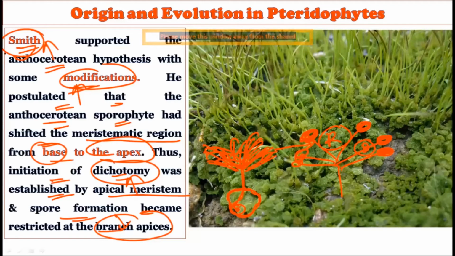What he is saying, according to Smith, is about the apical meristematic region, because you must have cleared about this. Meristematic regions are those regions where there is a rapid multiplication of the cells, and due to this rapid multiplication there is growth and development of the gametophyte or the sporophyte. Wherever there is a meristematic region, it is responsible for the growth. So according to Smith, this meristematic region was transferred from the base to the apex, which literally gave rise to the early vascular plants in the pteridophytes.